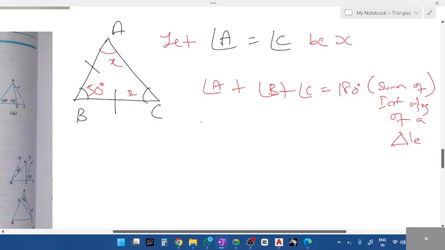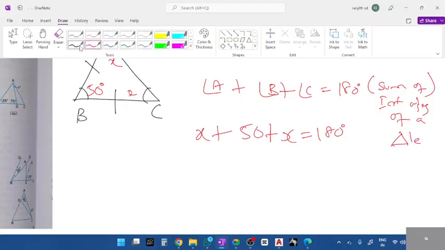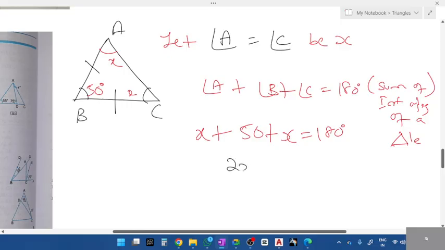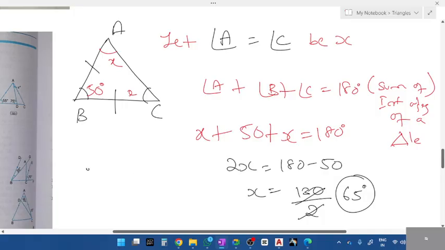Then what's the value of A? We have taken X plus angle B 50 plus X is equal to 180. Find the value of X. Try this question, all of you. So 2X plus 50, 50 goes to the other side, 180 minus 50. 2X is equal to 130. Divide by 2. 130 divided by 2 is 65. Then you have to write, therefore angle A is equal to 65, and what about angle C?